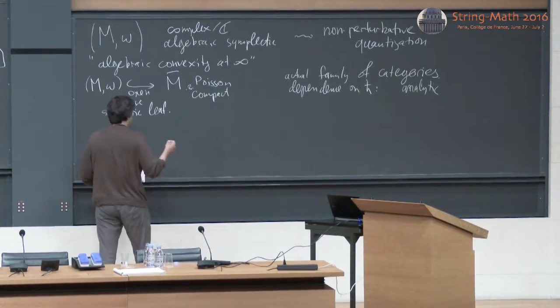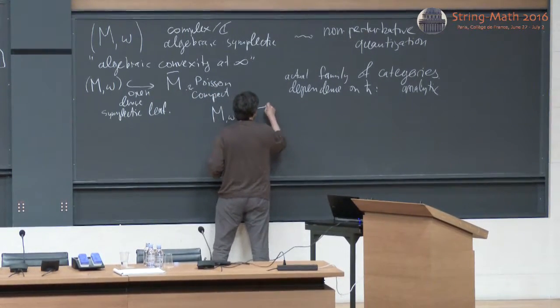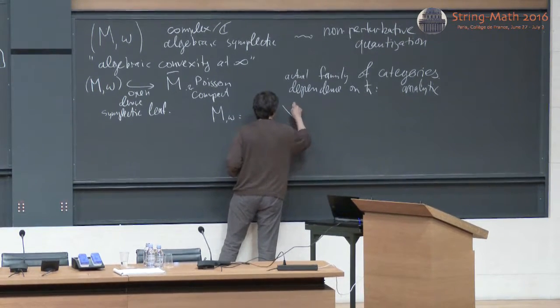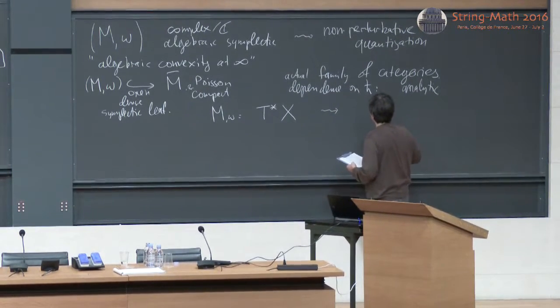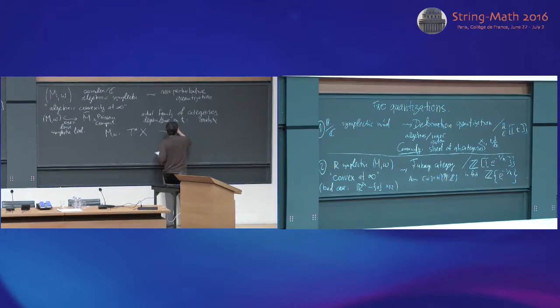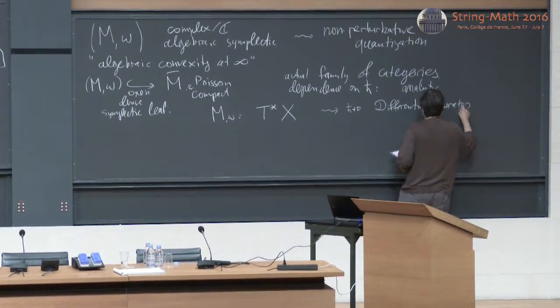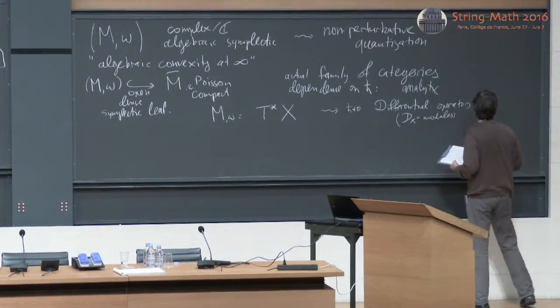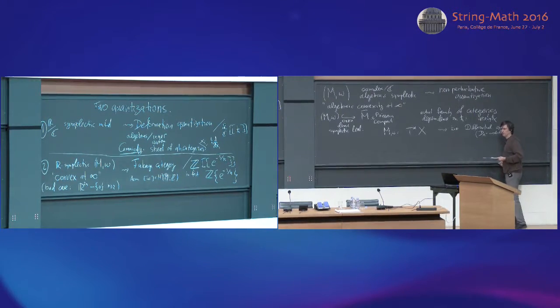So what are the standard examples? If (M, omega) is, let's say, the cotangent bundle to some variety X, then for h not equal to 0, you get differential operators, or D-modules. Strictly speaking, you should consider differential operators twisted by the square root of the canonical bundle.